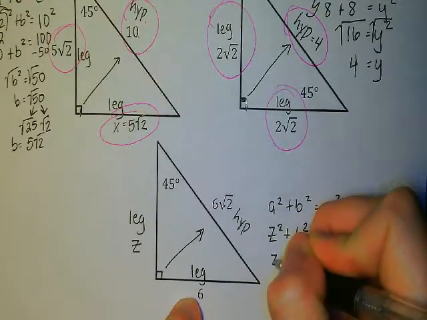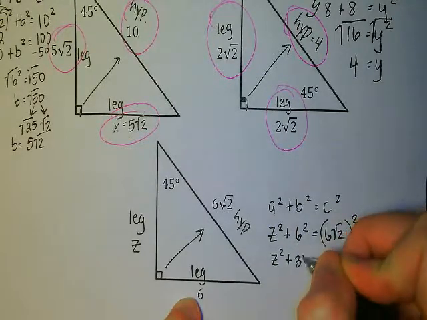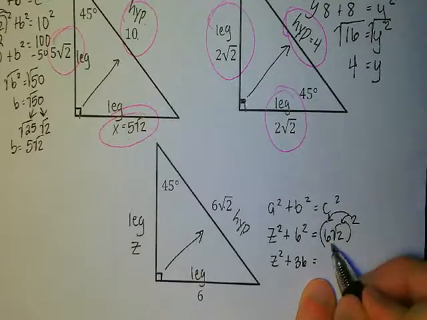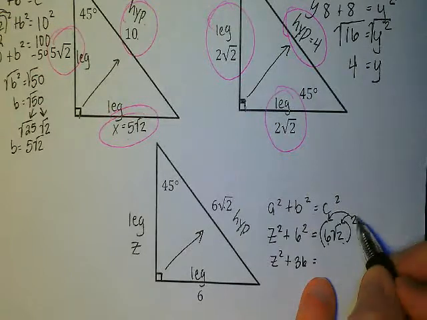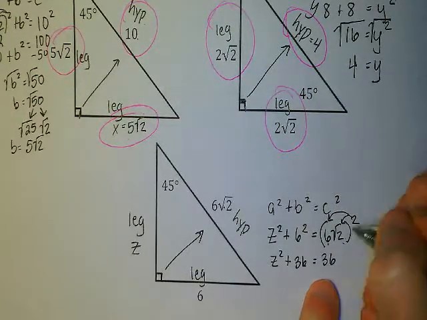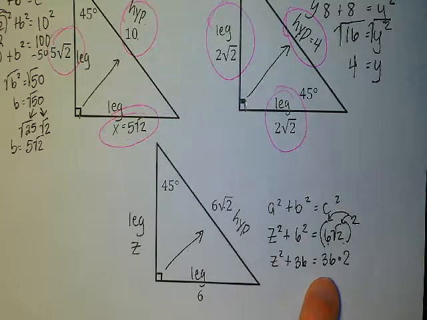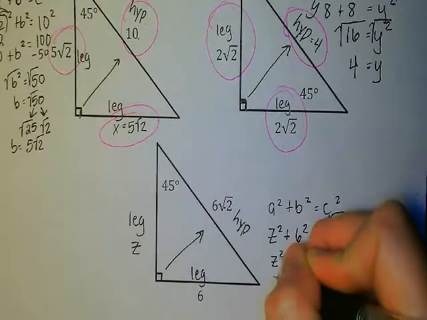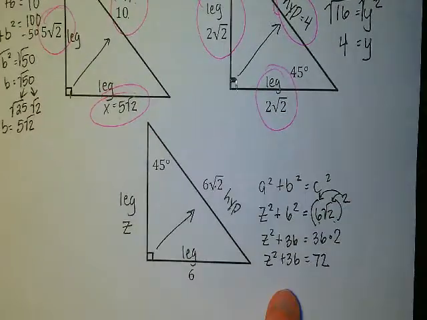So let's go ahead and simplify this. Z squared is going to stay z squared for the time being. 6 squared is 36. And again, I'm going to have to share my square with each number inside the parenthesis because they are multiplied. So 6 squared is 36. Square root of 2 squared, the square root and the square cancel, and I'm left with 2. So it's really 36 times 2. 36 times 2 is 72, so 72 equals z squared plus 36.